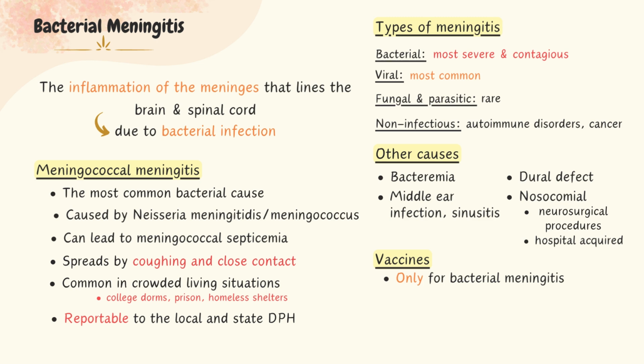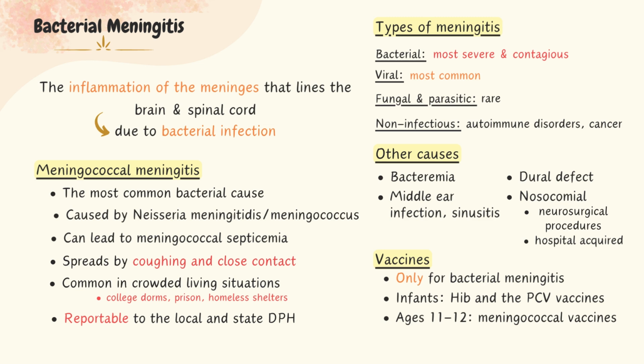Bacterial meningitis is the only type of meningitis that can be prevented by vaccines. For example, infants are given the Hib and the PCV vaccines, and children around ages 11 to 12 are recommended to get meningococcal vaccines, followed by a booster vaccine at age 16 or before start of college.